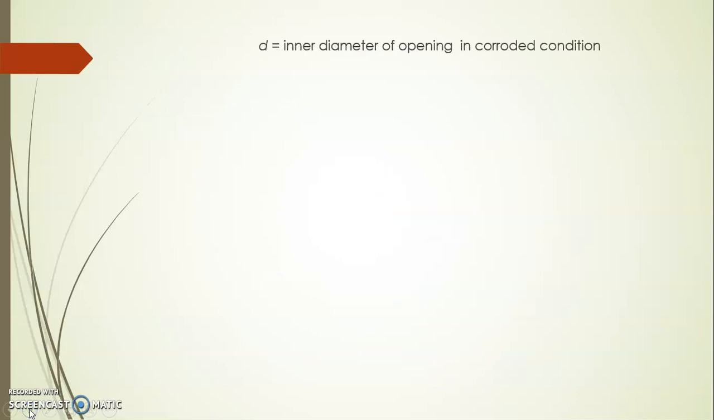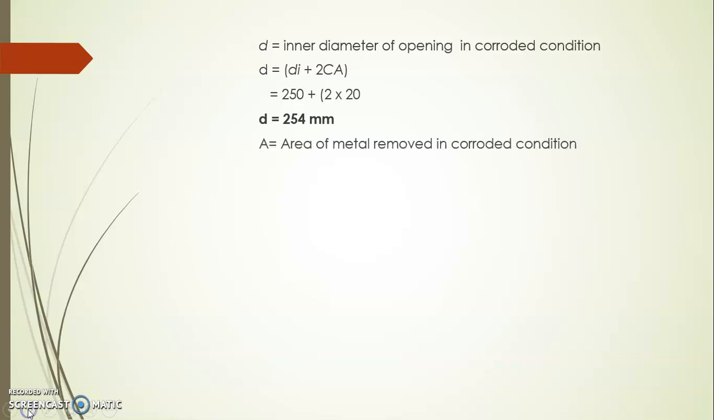Then let small d be equal to the inner diameter of the opening in corroded condition. Therefore small d is equal to di plus 2Ca. Substituting the values, 250 plus 2 into 2, therefore d is equal to 254 mm. Capital A is equal to the area of metal removed in corroded condition. It is given by A is equal to d into Tr, which is equal to 254 into 16.73. Therefore capital A, we are getting it as 4249.42 mm square. This is equation A.